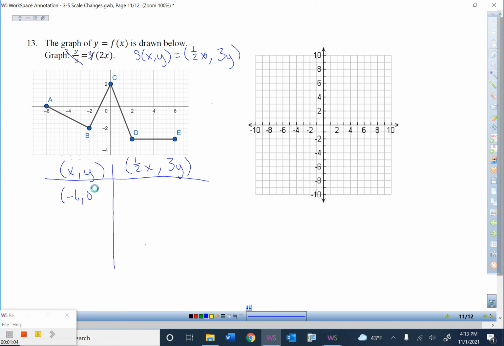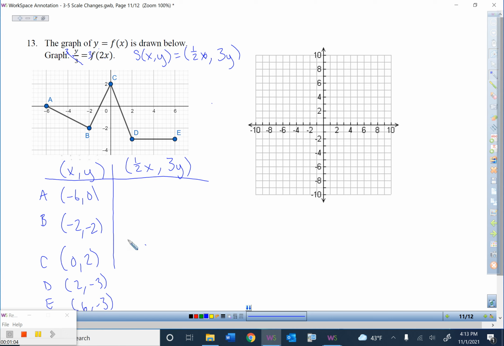-6 was A, and it might be good for you to actually put A to the side. And then B was -2, -2. Okay, then we've got C being 0, 2, D being 2, -3. And finally, E was 6, -3.